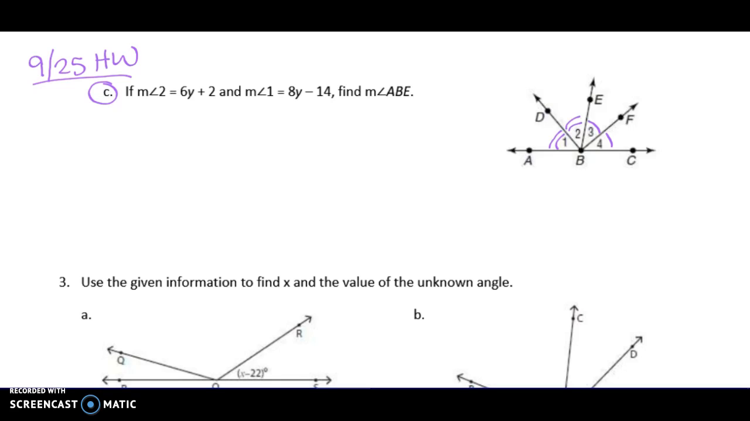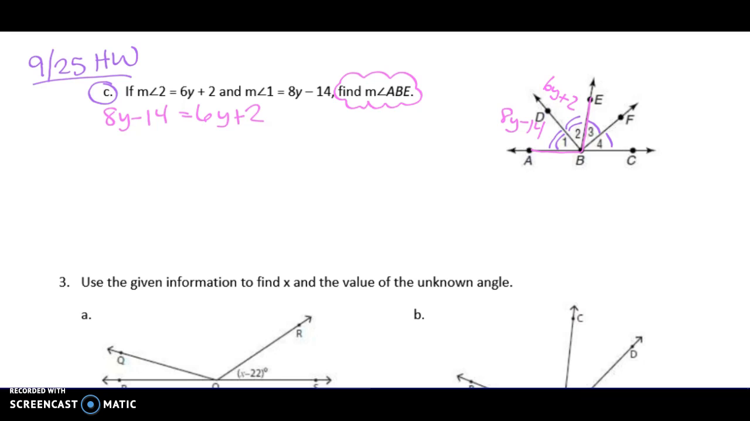On C, if the measure of angle 2 equals 6y plus 2, and the measure of angle 1 equals 8y minus 14, we need to find the measure of ABE. Again, before I can find this angle, I need to figure out what my variable is. Angle 2 is 6y plus 2. Angle 1 is 8y minus 14. I know from the definition of a bisector that these are congruent. So I'll set it up that 8y minus 14 is equal to 6y plus 2.